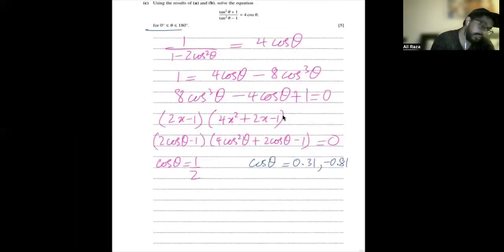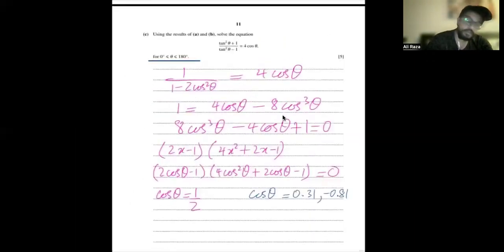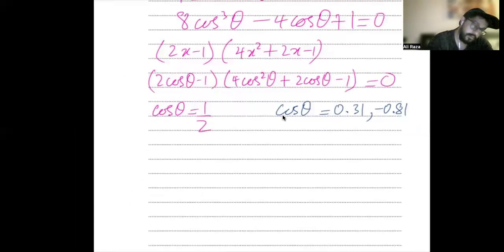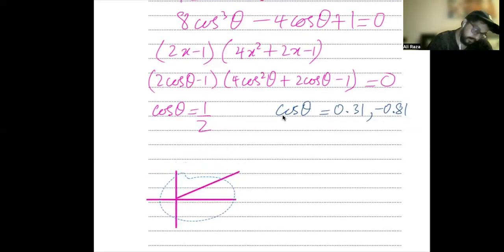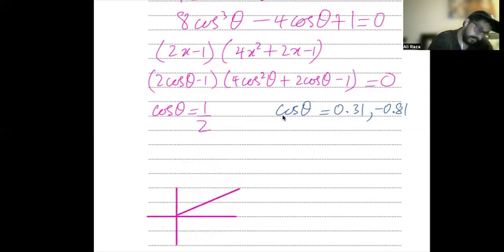We're given the domain 0 to 180. So cos is only positive in the first and the fourth quadrant, but since we're only dealing in the first two quadrants, we'll only have one angle for this. So since the basic angle is 60 over here, theta would only be equal to 60 in this case.